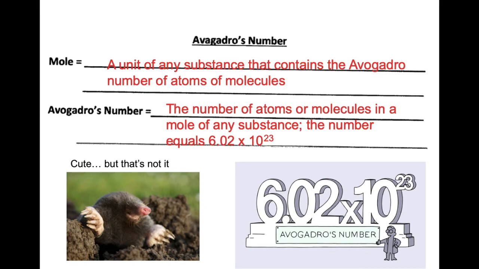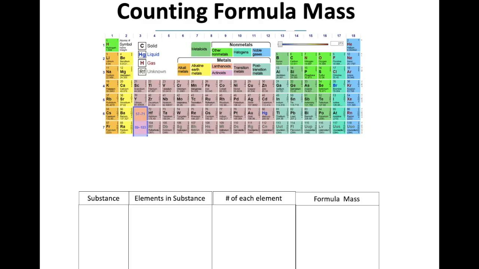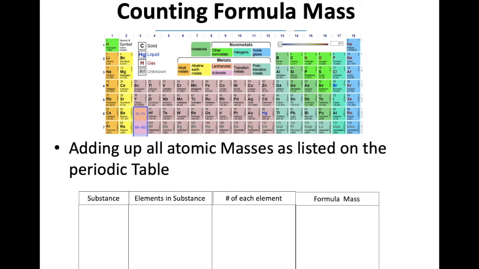What a mole is: it's a universal number that kind of makes an even playing field so we can look at how much of a substance we have in the unit of a mole. So this is what we're going to use to count formula mass. So let's say I have a substance, and what I want to do is find its formula mass. I'm going to do that by adding up all of the atomic masses that are listed on the periodic table for that formula. So let's start with something simple we're all familiar with.